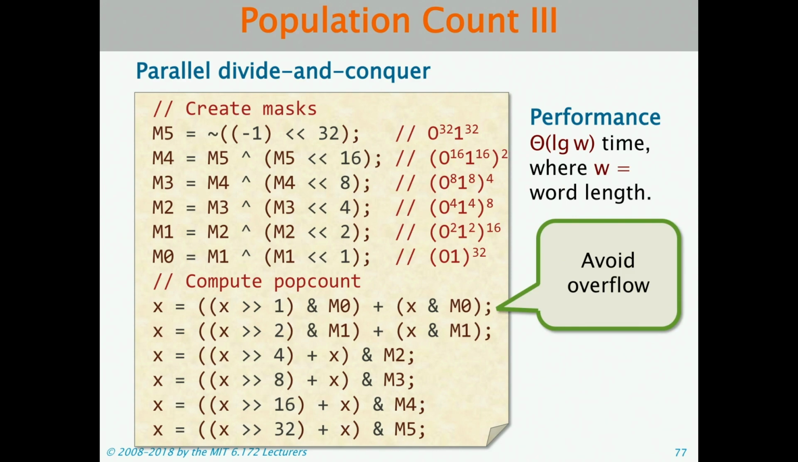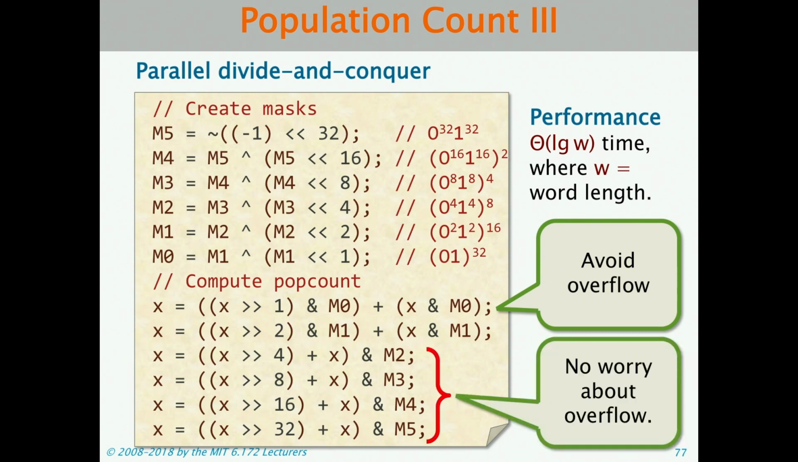In the first two instructions that I executed here, I have to actually do the AND separately for X right shifted by 1 and X, and also X right shifted by 2 and X, and then add them together, because there's an overflow issue. The overflow issue is that the size of the groups here might not be large enough to actually store the count of the number of 1 bits in that group. But once I get to the larger groups, the count can always be stored in a group of that size, and I don't need to worry about overflow. So for the last 4 lines, I can actually save 1 instruction. I don't need to do the AND twice.